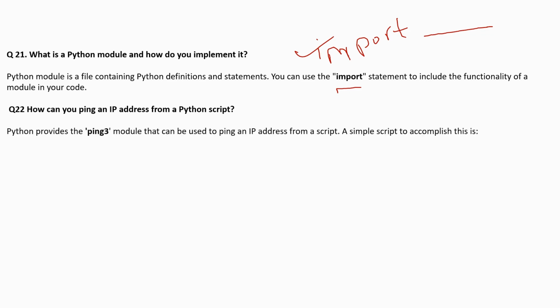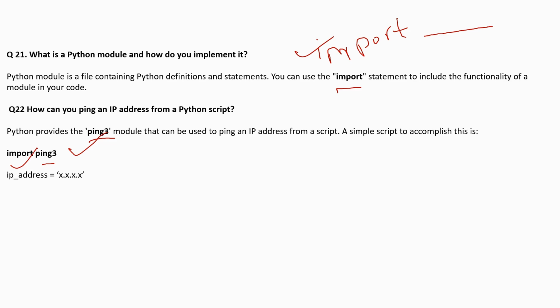Python provides the ping3 module that can be used to ping an IP address from a script. A simple script to accomplish this starts with import ping3. Any function of the ping library will only work if you first import this module in your script. That will be the first line. Then we have to define what to ping. You can either call it an interface, or you simply give the IP address. So let's take an example IP address.